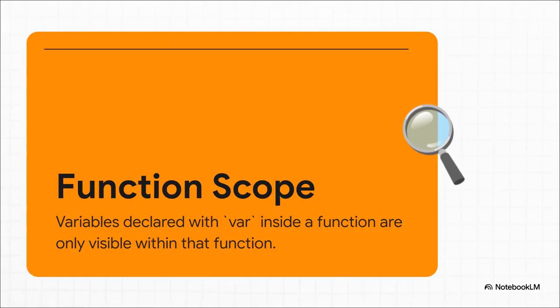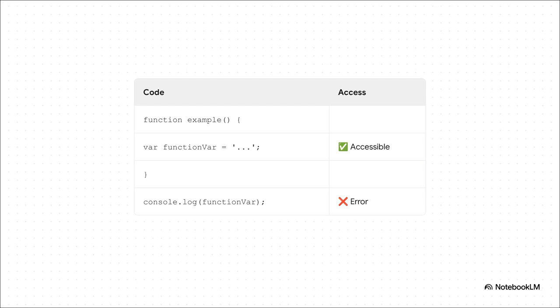Okay, let's shrink things down to a more private space, function scope. Now, if you declare a variable using the var keyword inside a function, that variable is trapped. It can only be seen and used within that one specific function. This is a bit of an older way of doing things, you'll see, but it's still crucial to know how it works. And this code shows that boundary perfectly.